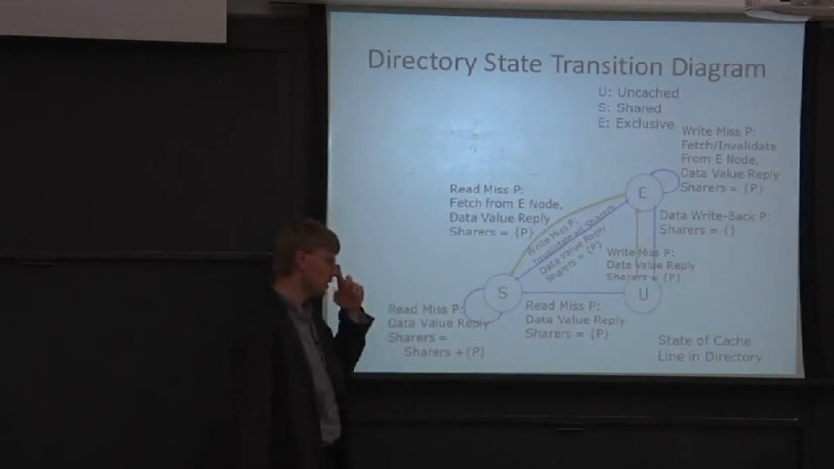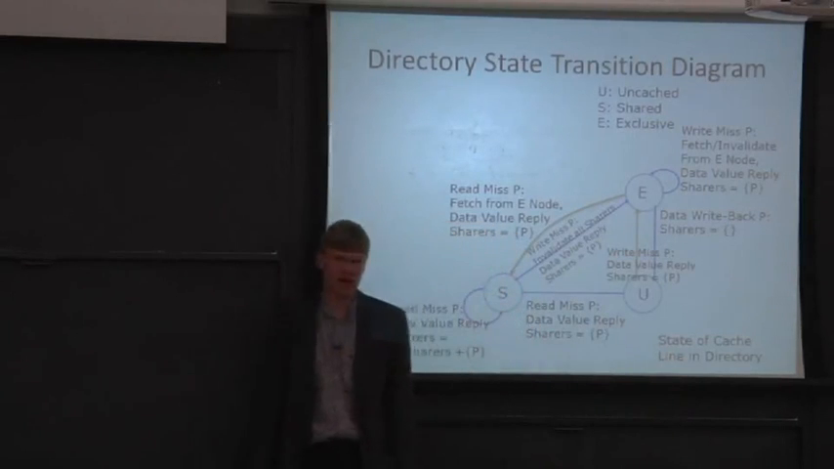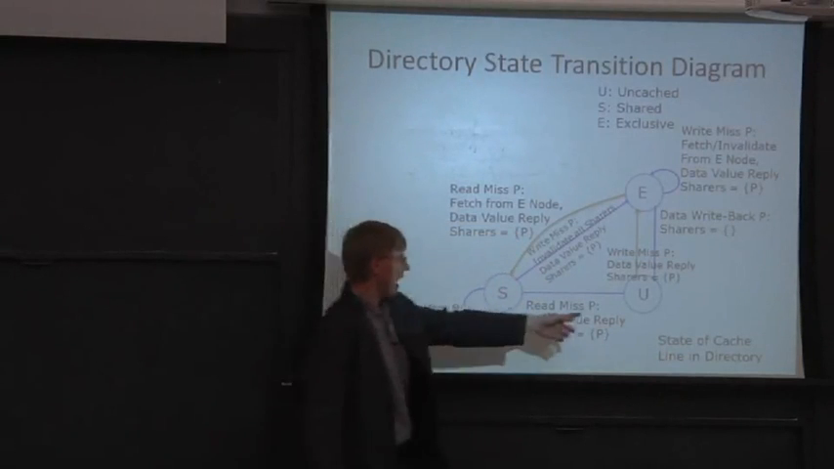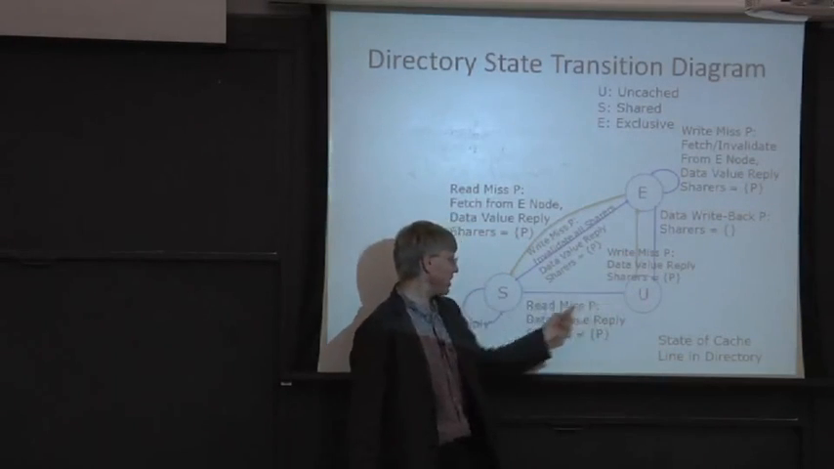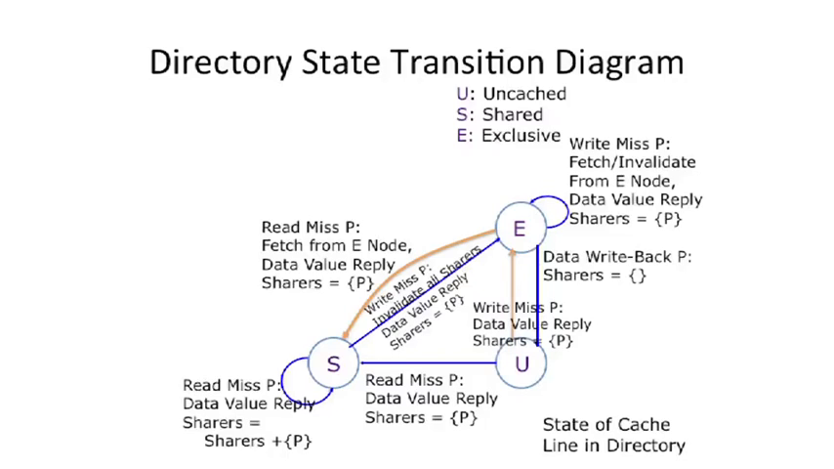OK, so let's walk through a few transitions here of the state of the cache line in the directory. And this is not in the cache. Let's start off uncached. And let's say we get a message which is a read miss from processor P. Well, we should transition to S now. We should give it a readable copy. And we should reply with the actual data. And we should put P on the sharer list so that we know that if someone else needs to go invalidate that line, we need to go contact P.